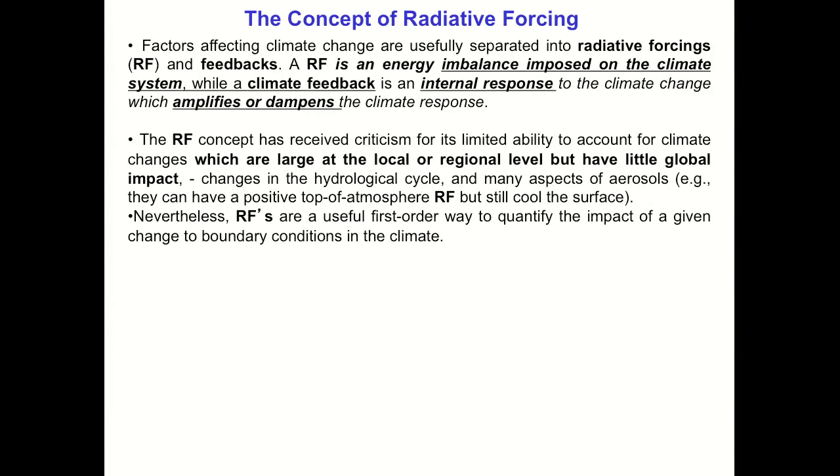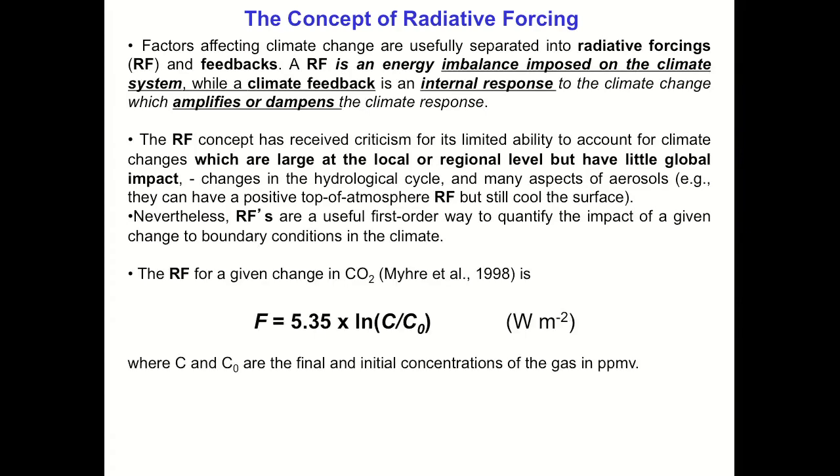So, the radiative forcings that we are going to describe here are still a very useful first order method to quantify the impact of a given change in our system. We might change the boundary layer conditions in our system, for example, which produces some change. And we're going to look at that change, obviously, as a function of some kind of perturbation to the system. And we're more interested in the changes due to greenhouse gases, and specifically carbon dioxide here.